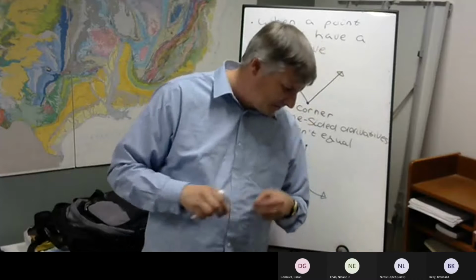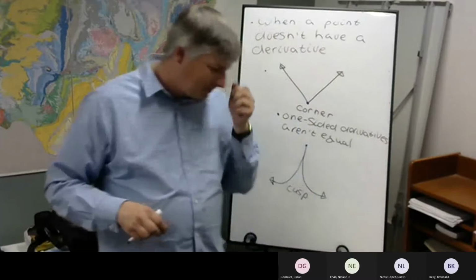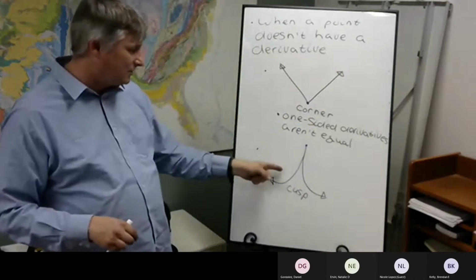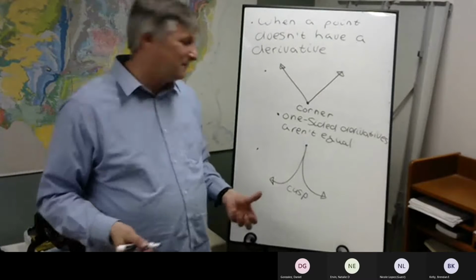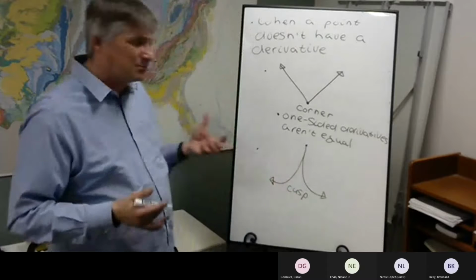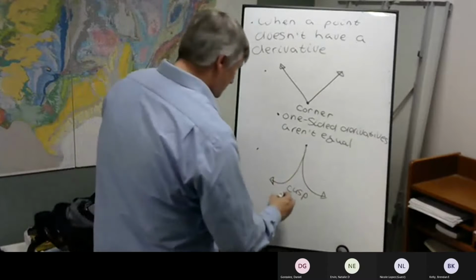And so what this says is that basically the slope of your tangent lines will become positive infinity, or they're going to become negative infinity, depending on how you approach this point.